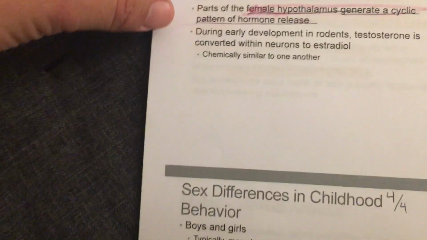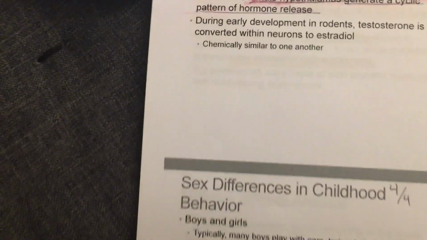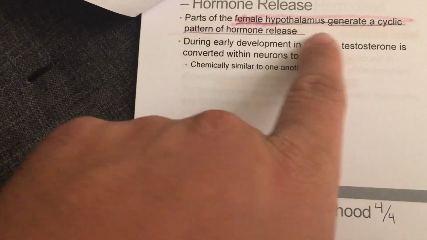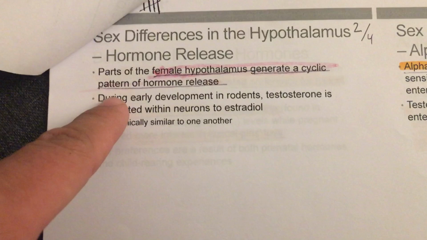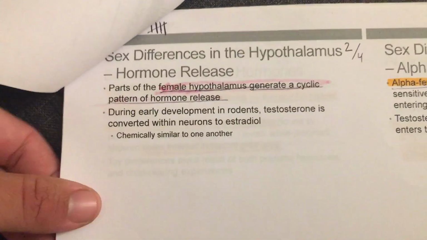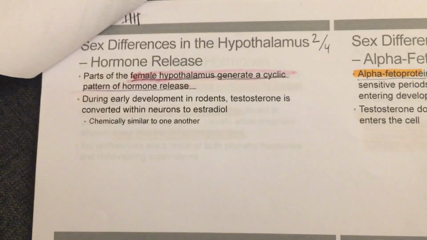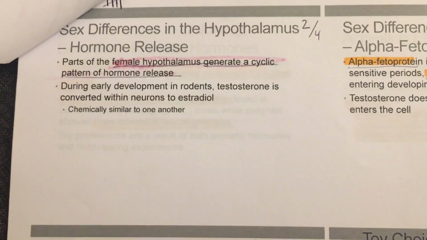Sex differences in the hypothalamus and hormone release. Parts of the female hypothalamus generate a cyclic pattern of hormone release. During early development in rodents, testosterone is converted within neurons to estradiol.